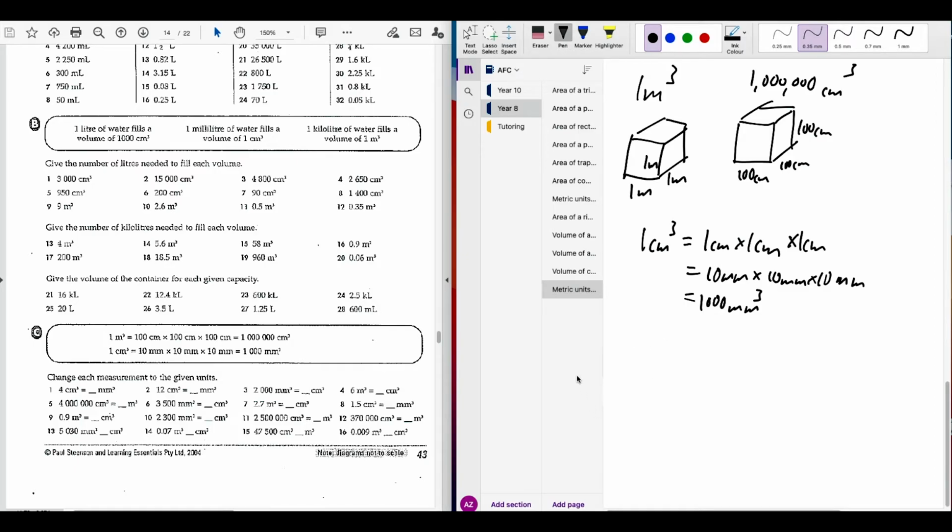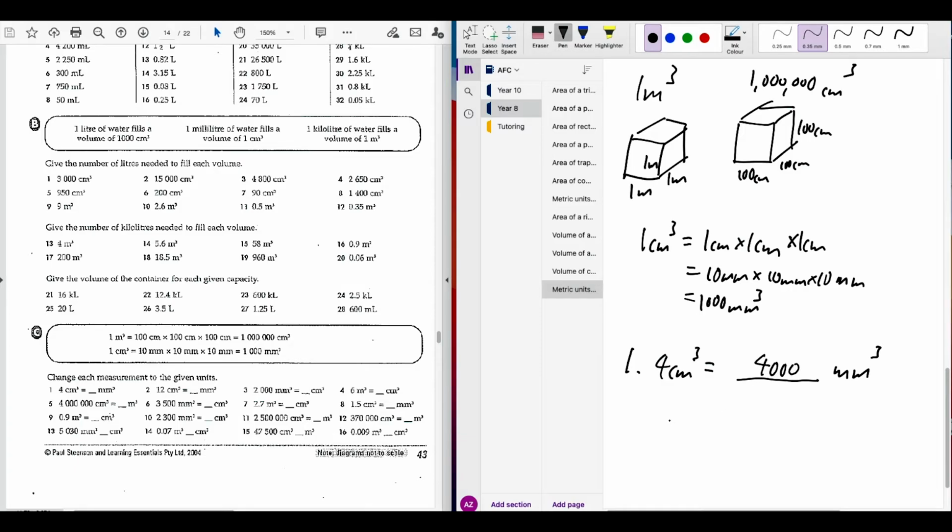So let's just have a look at question 1 just to start it off. So 4 centimeter cubed is equal to how many millimeter cubed, right? So if you still remember, 1 centimeter cubed is equal to 1,000 millimeter cubed. So then 4 centimeter cubed is going to be 4,000, right?